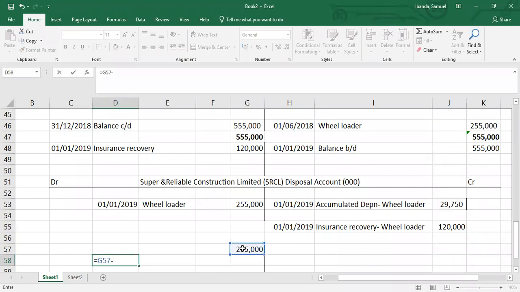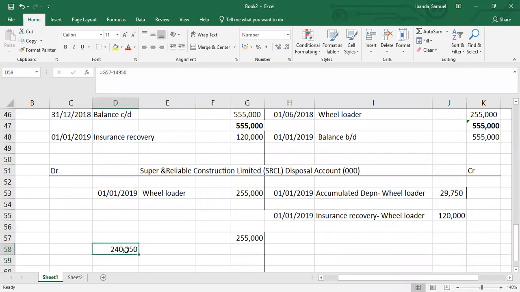We just try to get the difference. 149,750. Okay, so the difference is 105,250. So this will be my loss on disposal or the amount to be written off.